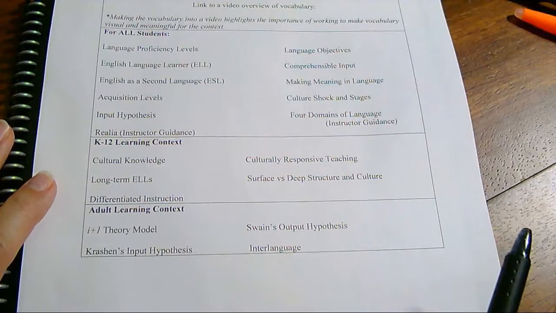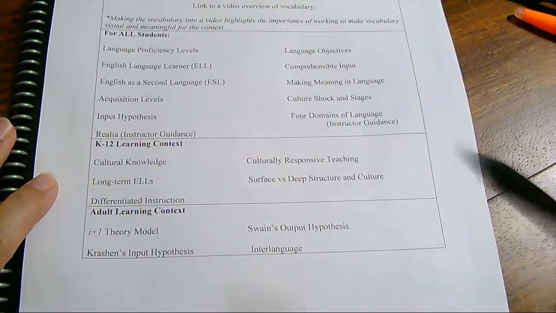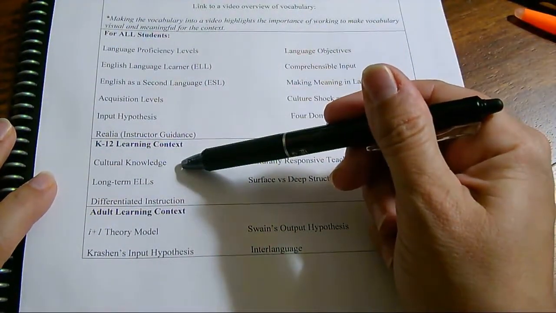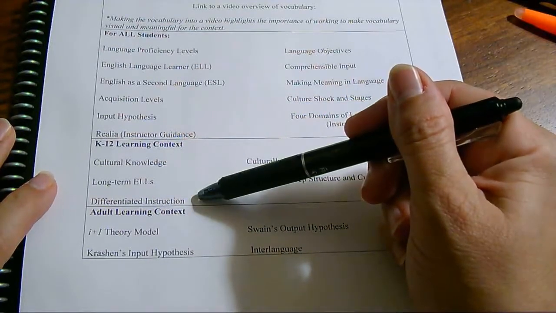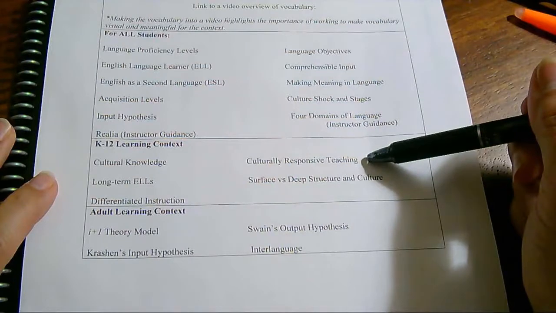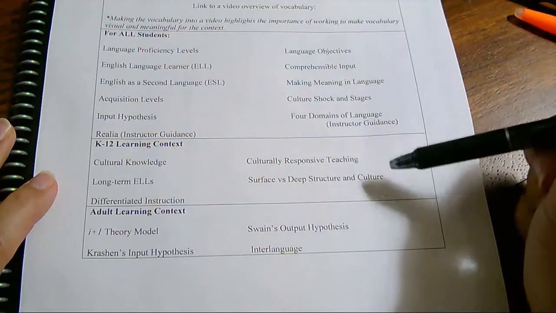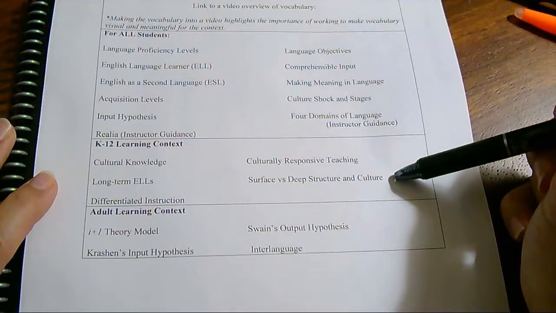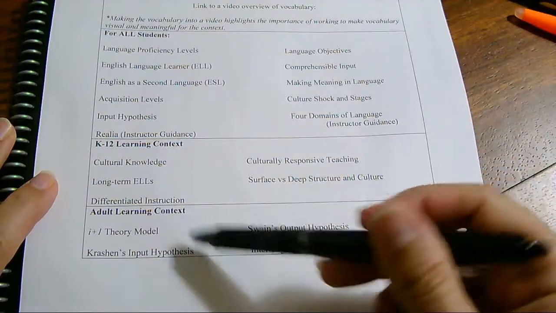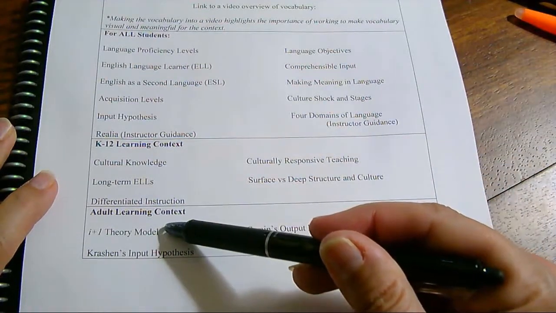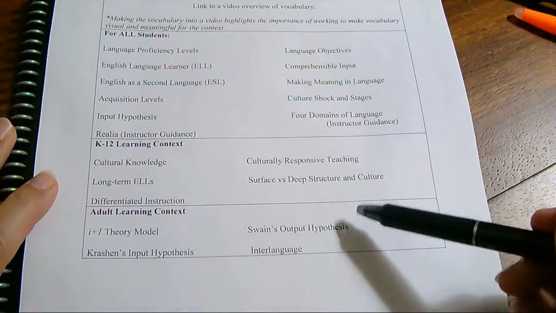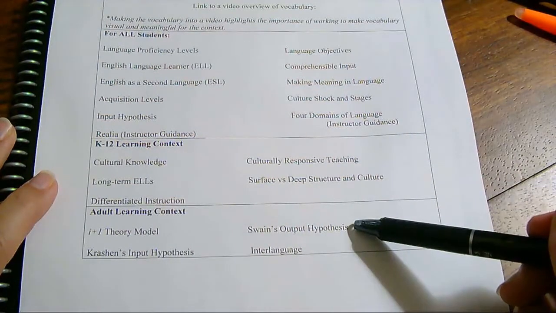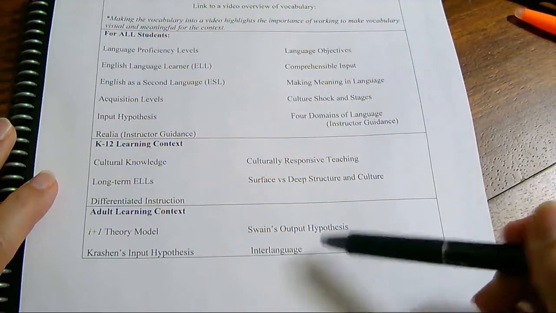Additionally, based on your learning context or your teaching context, there's cultural knowledge, long-term ELLs, differentiated instruction, culturally responsive teaching, surface versus deep structure and culture, the I+1 theory model, Krashen's input hypothesis, Swain's output hypothesis, and interlanguage.